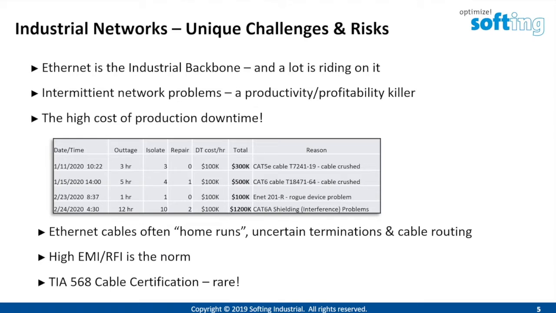If there are intermittent problems or any kind of problems with an industrial Ethernet network, that is a huge productivity and profitability killer because of the high cost of downtime in these production facilities. We've heard that in the automotive market, which we service predominantly in Detroit and the southern states, one minute of downtime can be $20,000. So the clock is ticking when there are issues and glitches.